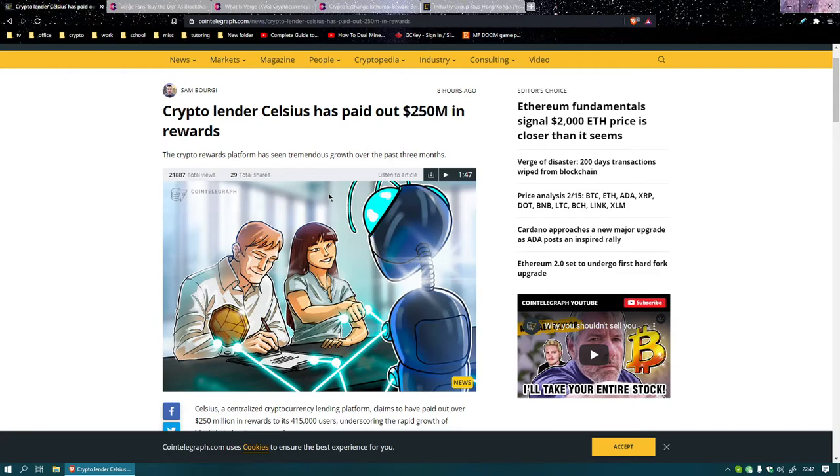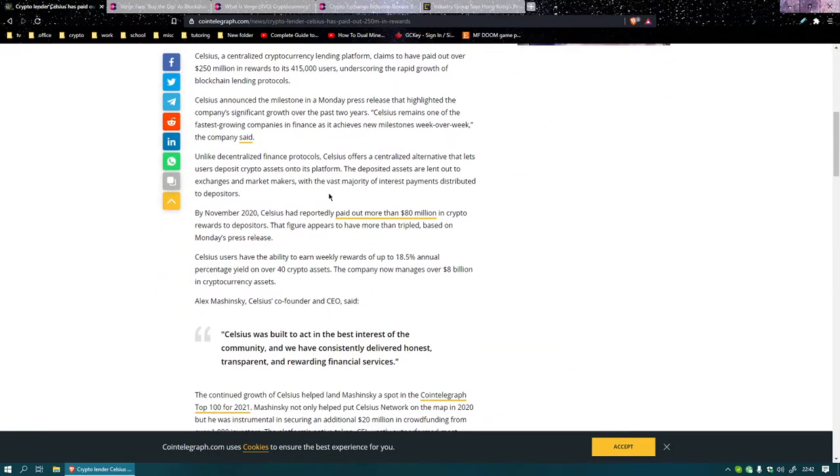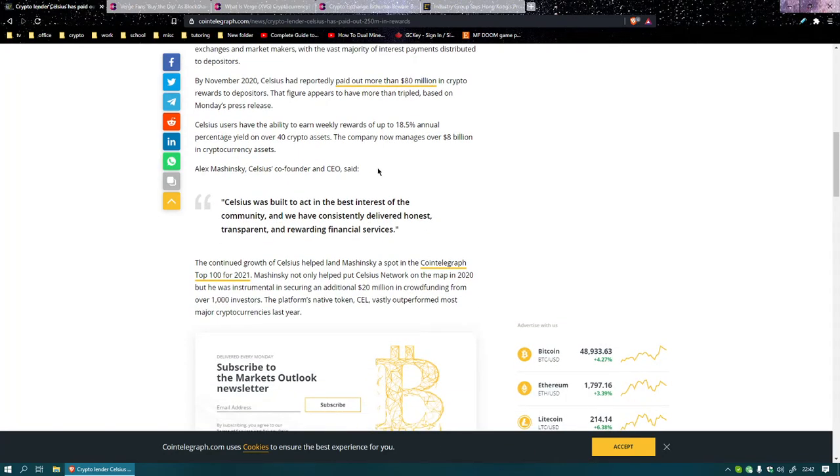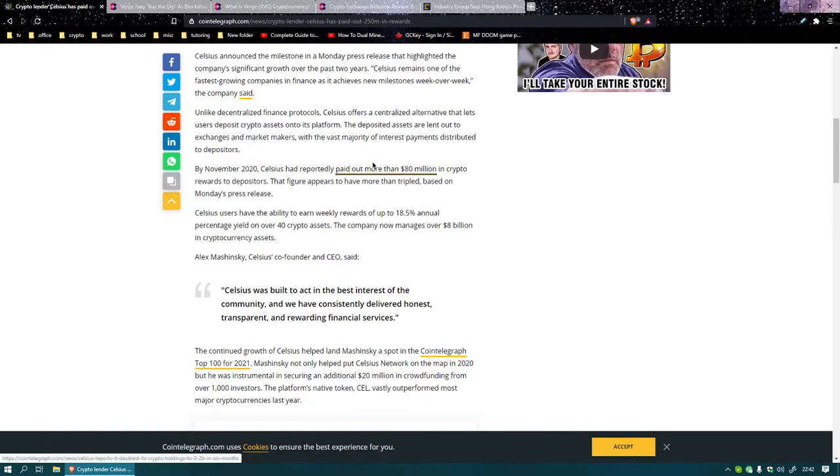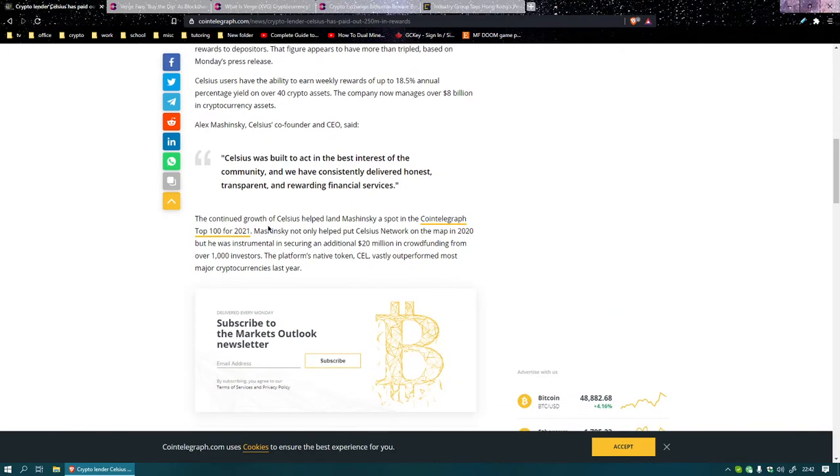Celsius paid $250 million in rewards. So I think the lenders in this lending program got paid those rewards in interest, which is pretty interesting. I use Nexo, which I think is pretty similar. I don't know how much Nexo did, but it's probably something similar. But yeah, the figure appears to have tripled based on the press release. 40 crypto assets. Oh, that's more than Nexo. Yeah. Cool.